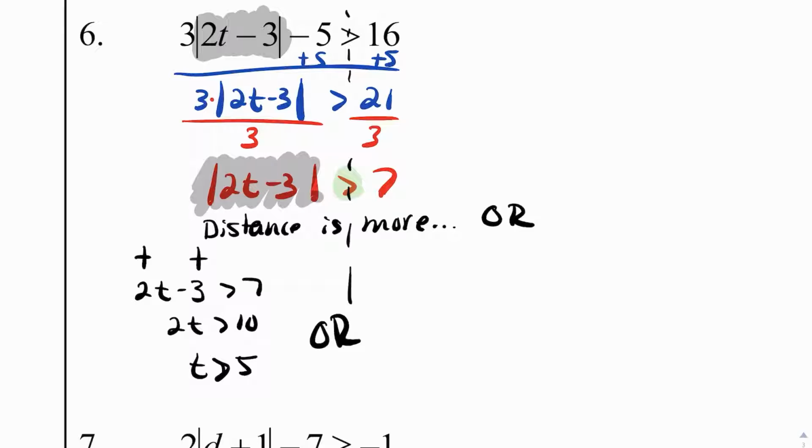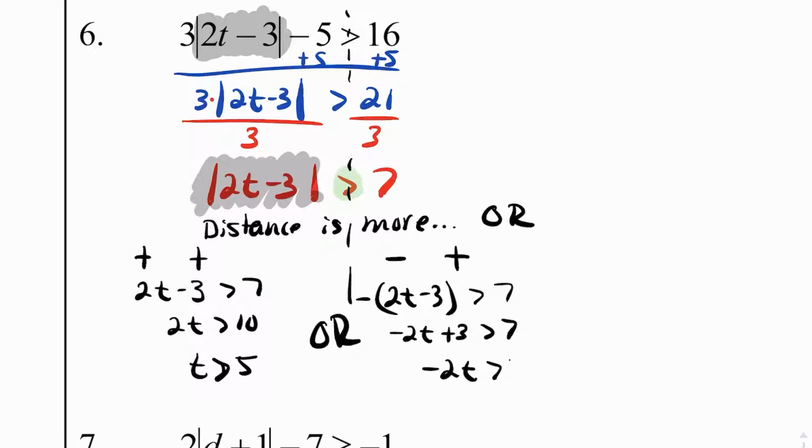Connect it with the word or, and then we write our negative version. So we take what's inside the absolute value, make it the opposite. So when I distribute my negative, subtract 3. Now here I have to divide by a negative again, so I get t is less than negative 2.